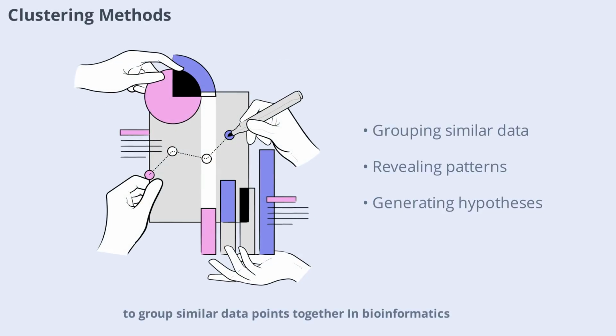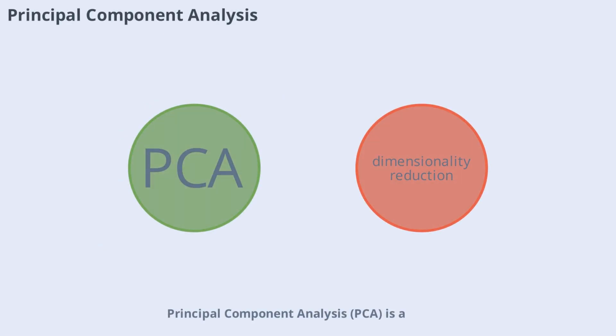Clustering is a statistical technique used to group similar data points together. In bioinformatics, clustering helps identify patterns in gene expression, classify proteins, or group samples with similar characteristics. Common methods include hierarchical clustering, k-means, and density-based clustering. These techniques reveal hidden structures in complex datasets, aiding in the discovery of new biological insights and the generation of testable hypotheses.